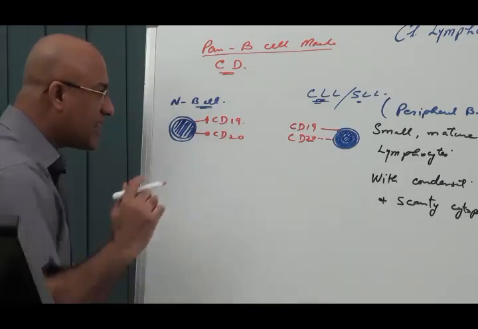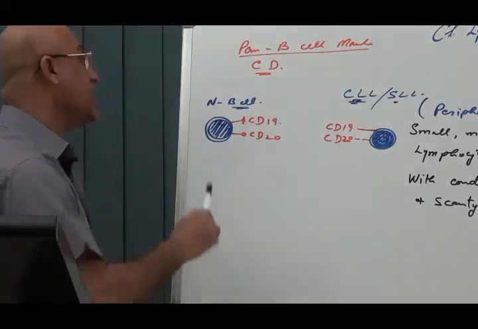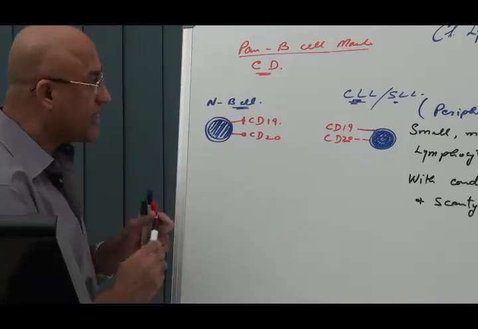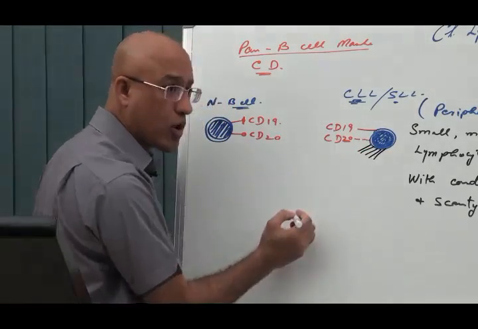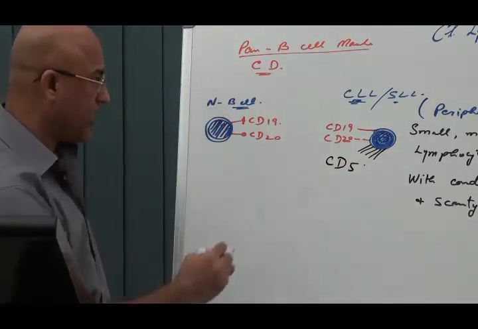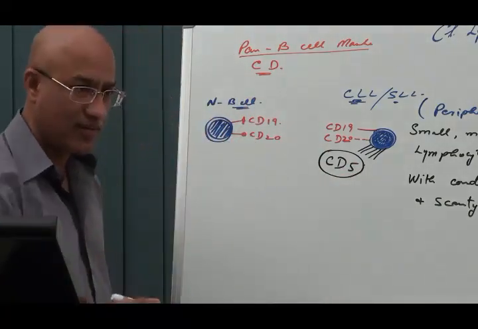But then there is another marker which is specially present on this cell and which is not present on most of the B cells. That special marker is present very abundantly on these leukemic cells, and that is called CD5. CD5 is a marker which is normally present on T cells.